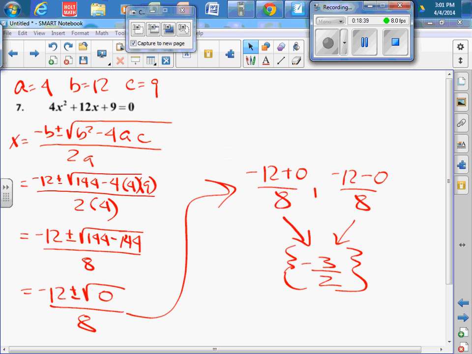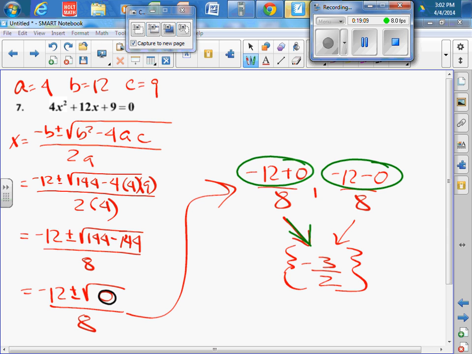Let's look at what happens in number 7. Something a little bit strange happens here. When you plug everything into the formula, what do you get underneath the radical sign? You get this 0 here, right? That tells you there's only going to be one answer, because when you take the square root of 0, you have negative 12 plus 0 over 8, then negative 12 minus 0 over 8. You actually come up with the same number both times, negative 3/2. So on this particular problem, it's just the vertex that lies on the x-axis at negative 1 1/2.